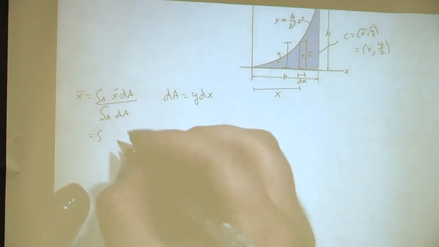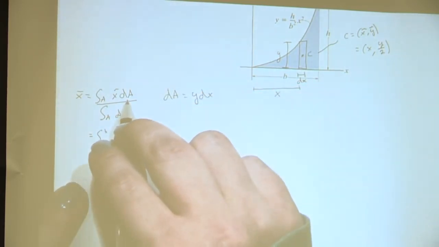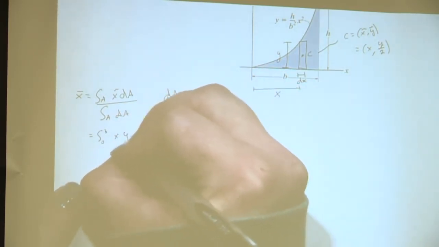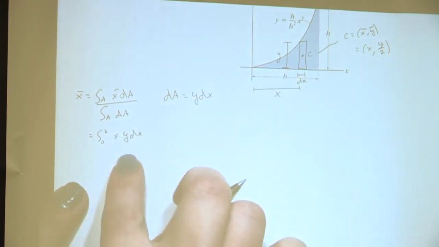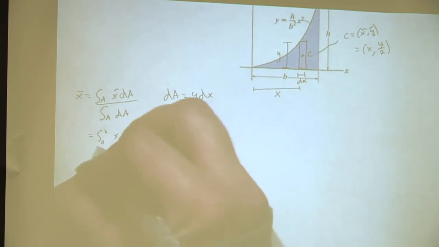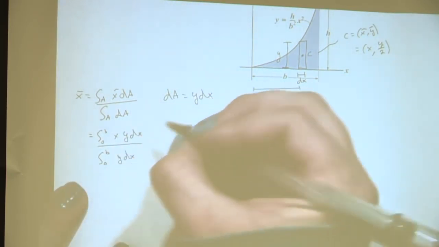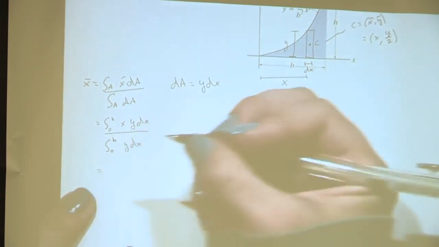So let me go ahead and do it. We have this y dx, so we can replace dA with that. So we have xy dx. Now, if we have it with respect to x, our boundary conditions need to be also with respect to x. And then down here, we just have y dx. Now, what do we do from here?